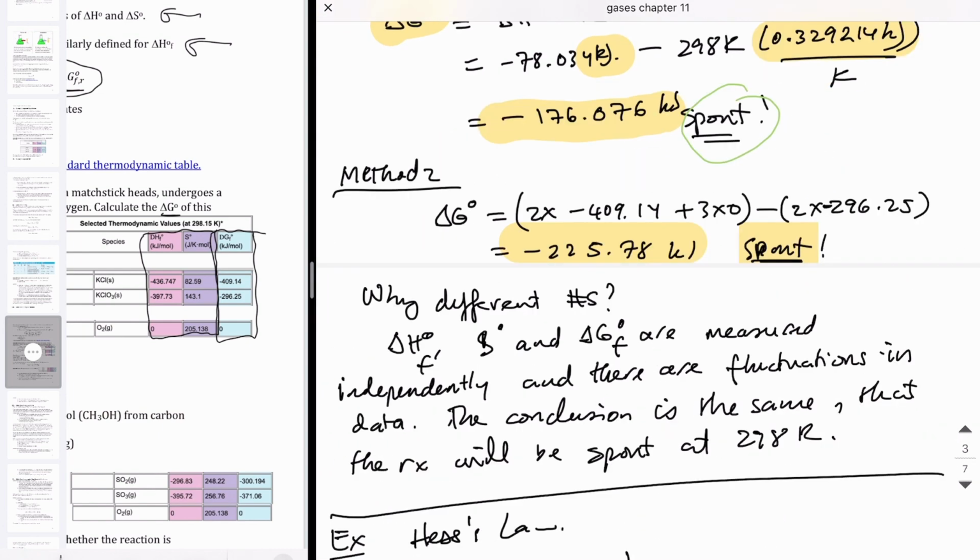An immediate question that you might have is, why do we get different numbers here? So here we got negative 176, here we got negative 225. The reason primarily is because the delta H of formation, the molar entropy, and then delta G of formation are all measured independently of each other, so there is some fluctuation in the measurements of these numbers. But the key point to take home here is that both calculations tell us that the reaction is going to be spontaneous at 298 Kelvin.